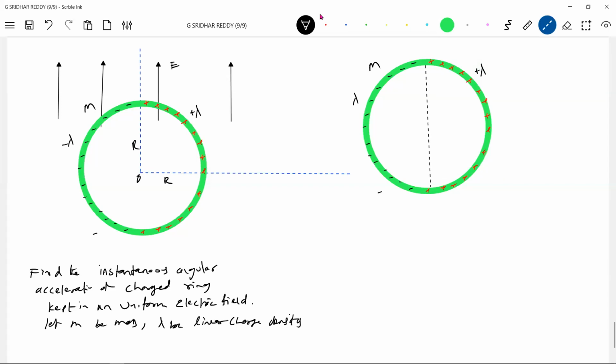Or else you can avoid the dipole moment. Straight away, you can take help of the elements. You assume one element here and one element here, then calculate the torque. The force will be acting here. Again, assume symmetric elements and calculate the force acting on them. So these two will make one dipole. Similarly, these two will make one dipole. These two pairs.